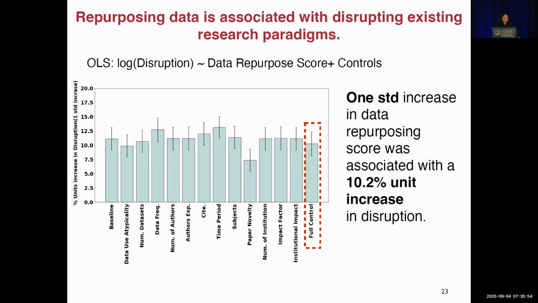So how do we get this result? Basically, the disruption outcome will be our Y variable in the OLS regression, and the data repurpose score we are showing will be the independent variable. For the green bar below, the baseline, I didn't control for any confounder, so you only have two variables. But gradually I control for confounders which have some association with citation or disruption. And at the end, you will see a full control model which is controlling for everything. So basically, one standard deviation increase in data repurpose score was associated with a 10.2 point unit increase in disruption.